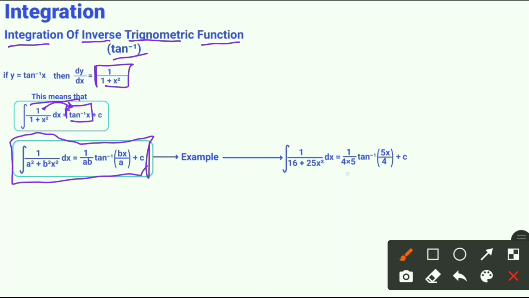Okay, if 16 plus 25x square, then the square root of 16 would be 4, and the square root of 25 would be 5, so 4 multiplied by 5, and the answer is 1 upon 20 tan inverse 5x upon 4 plus c. So this is the answer. Okay, so this is the formula for doing the integration of inverse trigonometric functions.